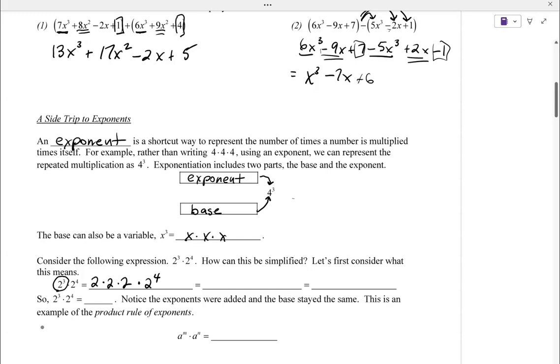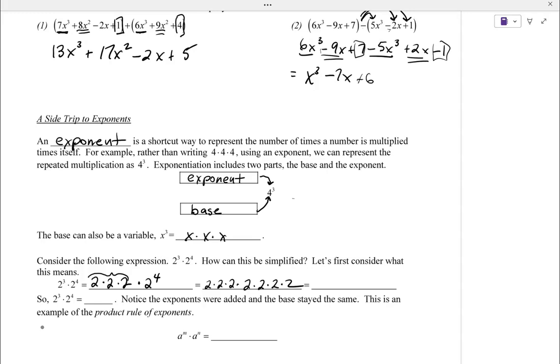Okay. So this part right here was the 2 to the 3rd, right? The 2 to the 4th would mean what? Yeah, the 2 times 2 times 2 times 2, right? So the first one means we multiply 2 by itself 3 times. The second one means we multiply 2 by itself 4 times.